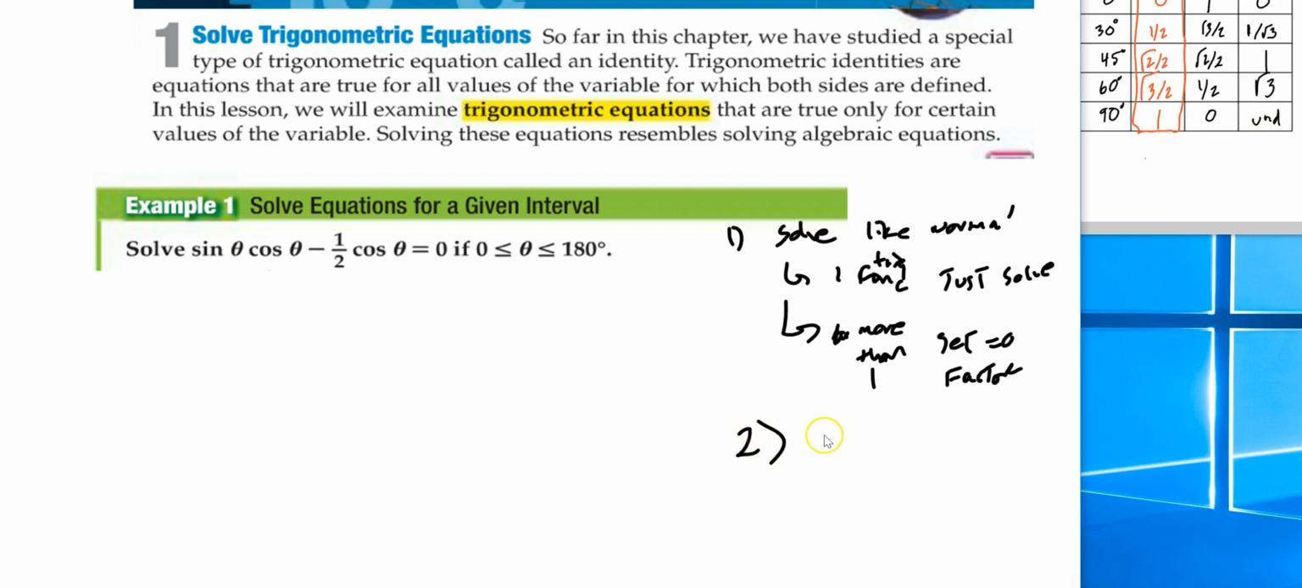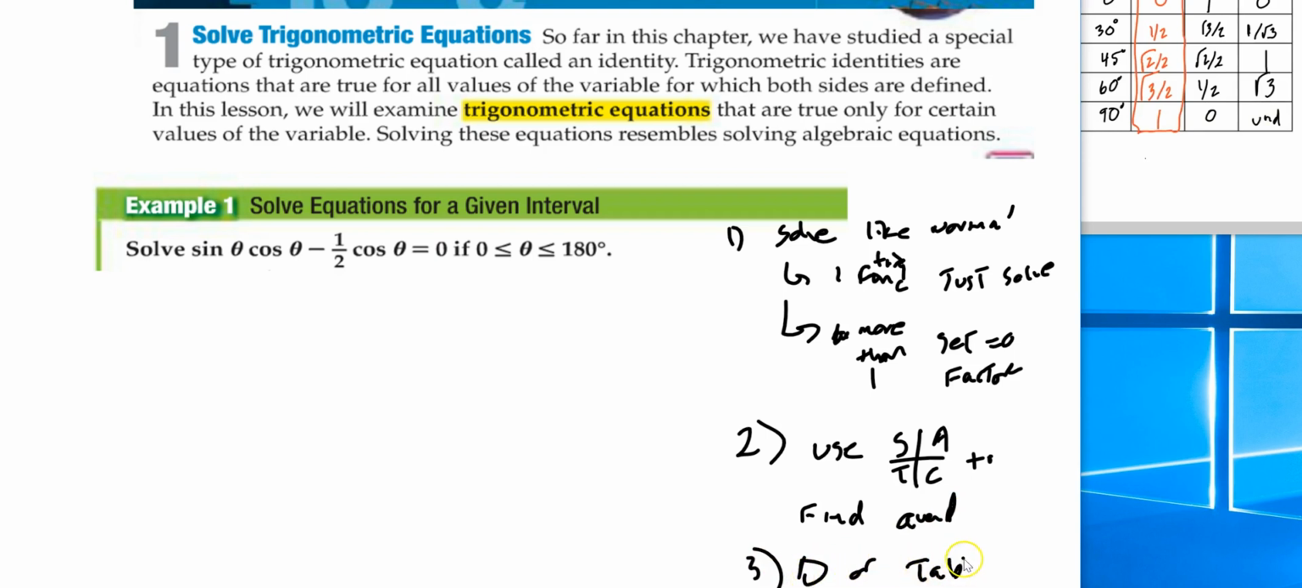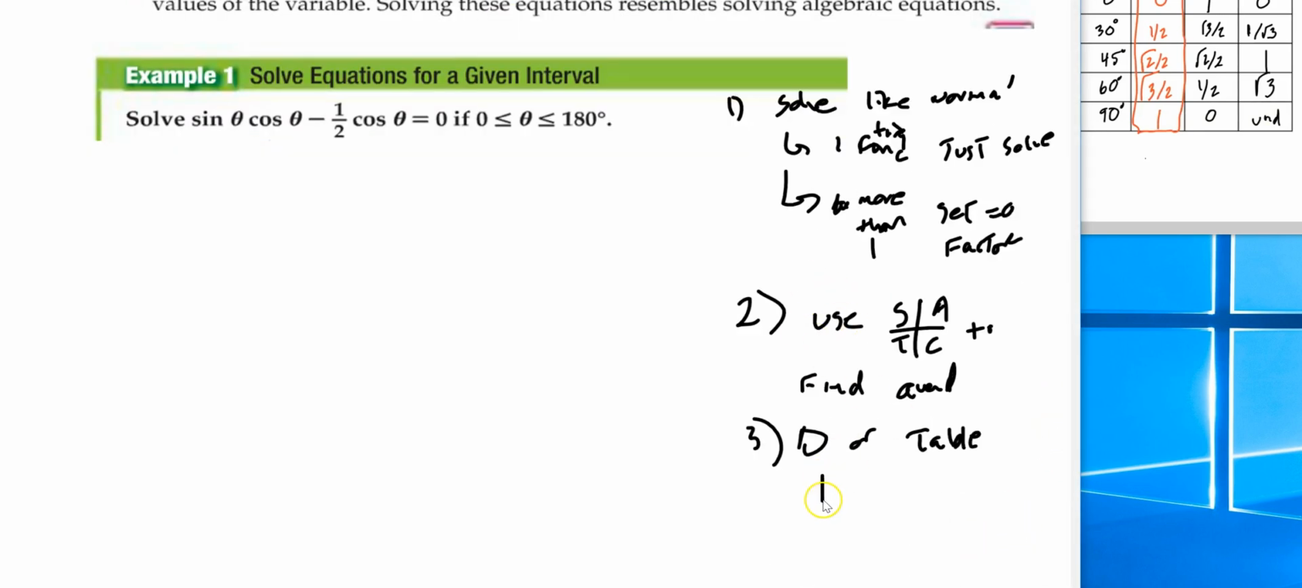Step 2, use All Students Take Calculus to find the quadrants we're going to use. And 3, either use triangles or the table to find the angle, or angles, which is the answer.